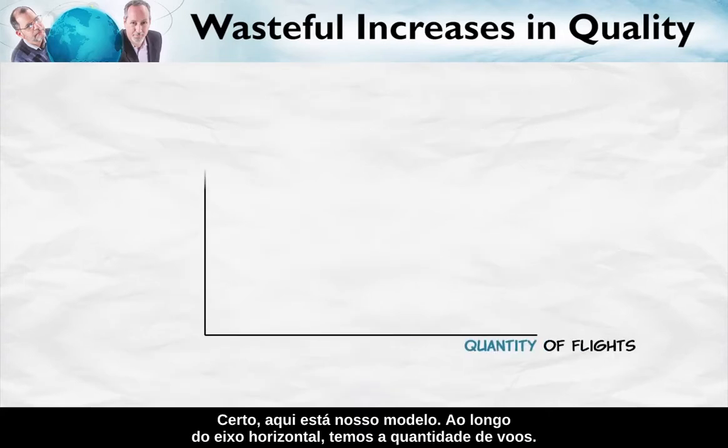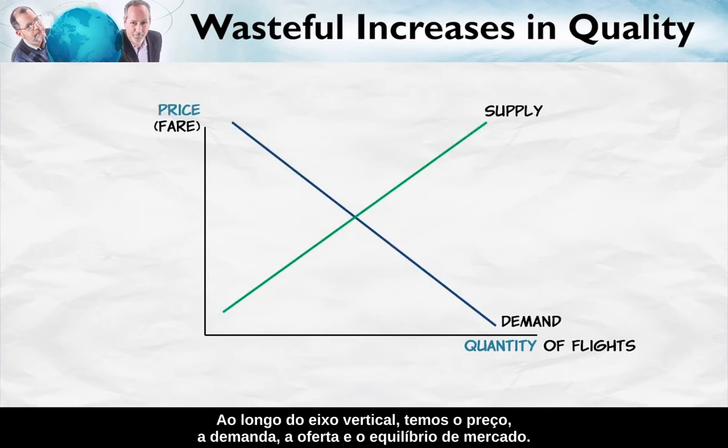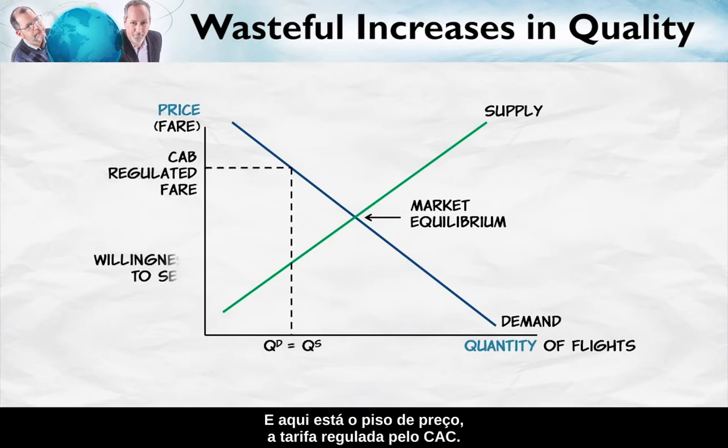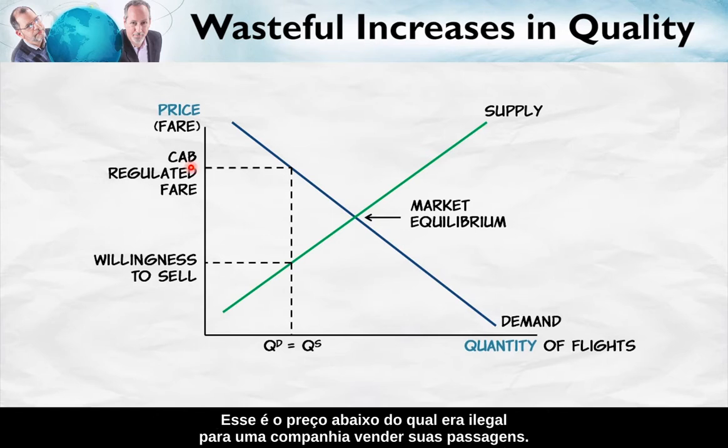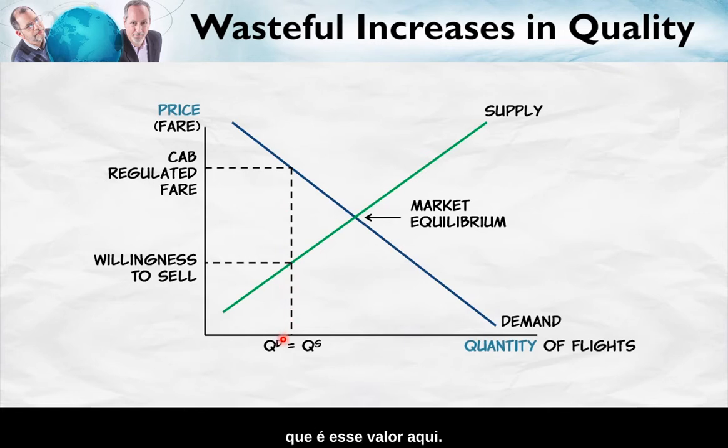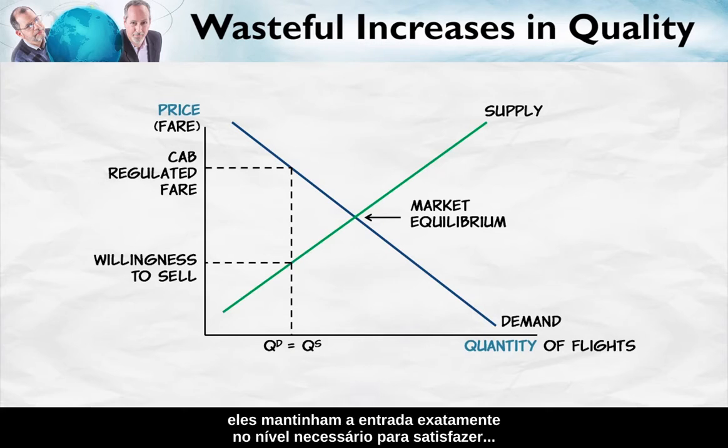Okay, here's our model. Along the horizontal axis, we have the quantity of flights. Along the vertical axis, we have the price, demand, supply, market equilibrium. And here is the price floor, the CAB regulated fare. This was the price below which it was illegal for the airlines to sell tickets. Now, at this price, we can read the quantity demanded off the demand curve, which is given by this amount here. This is the size of the industry or the quantity of flights demanded. It's also the quantity supplied because the CAB regulated entry. They kept entry just to that level which was necessary to satisfy the quantity demanded at the regulated fare.